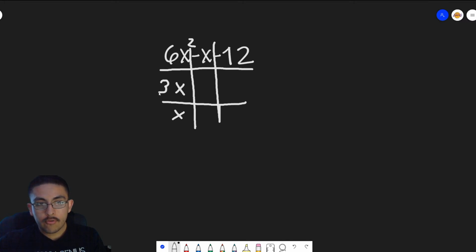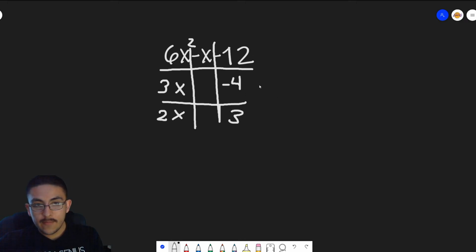We could try 3 and a 2. That should give us 6x. We could also do 6 and a 1, but I think 3 and 2 will work better. And to get negative 12, we could do a 12 and a negative 1, but let's go with negative 4 and a 3. And then let's multiply over. Remember, it has to multiply to negative 12 and add up to negative x.